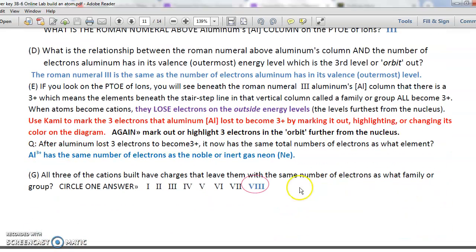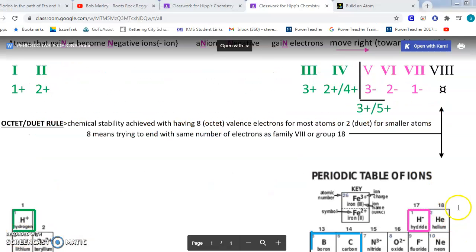It seems like all of them are trying to get the same number of electrons as Roman numeral 8, which is the last column to the right. Our last column to the right, the noble gases, have the Roman numeral 8. And that is it for this question.